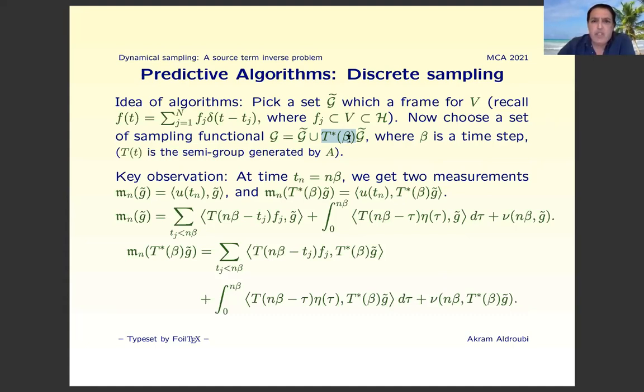Beta is a time step. So I take every element in G and I push it by T star beta. That gives me another vector. And I'm going to take the union of these two sets. I'm going to call this my new G. So I have a G tilde, which is a frame of all of H. And now I use this as my new set.